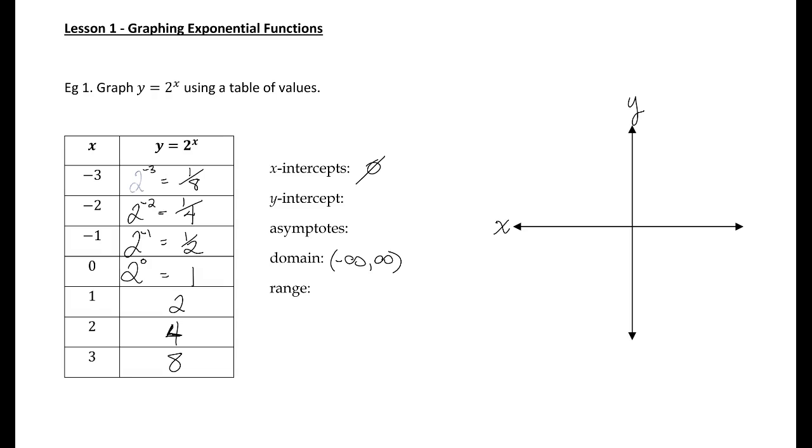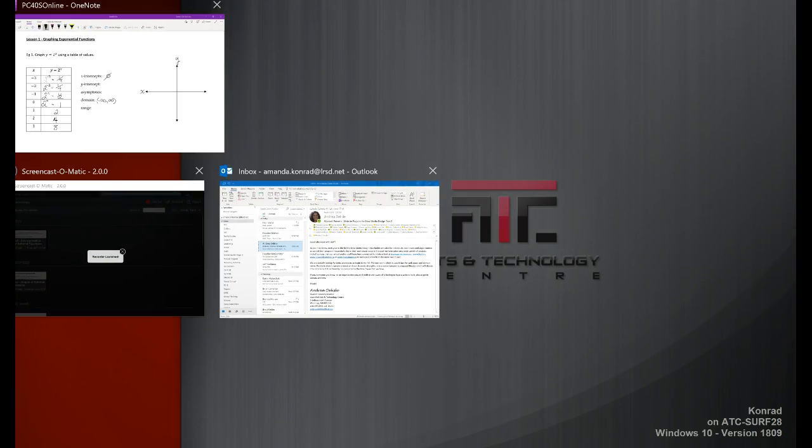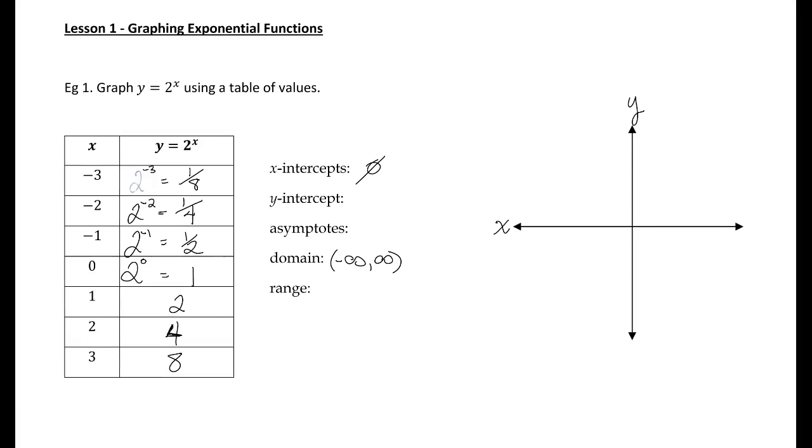My y-intercept is when x equals 0, and anything to the power of 0 is 1. So that's going to be consistent no matter what your base is, as long as it's a positive number. And even if it's a negative number in your base, your value is still going to be 1.